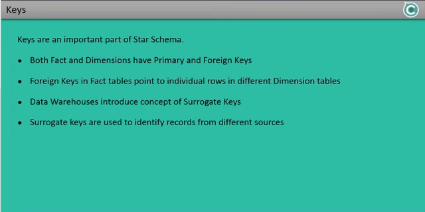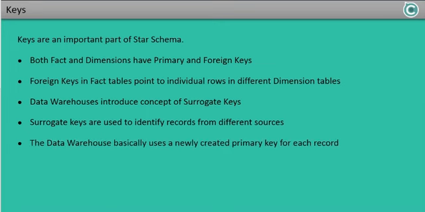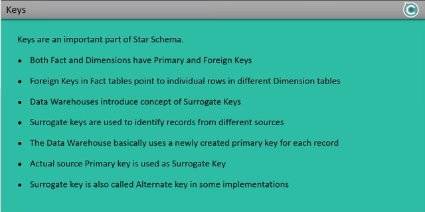This is where the surrogate key comes in. The data warehouse basically uses a newly created primary key for each record. However, it also stores the original primary key as a column in the same row as an alternate or a surrogate. Using this allows you to identify the original record in the source data quite easily. Do note that in some implementations and documentation, the surrogate key is referred to as an alternate key. These both are the same concept and work exactly as described.